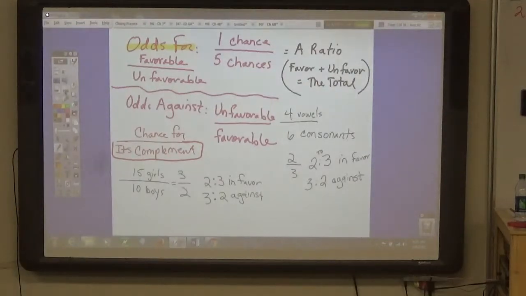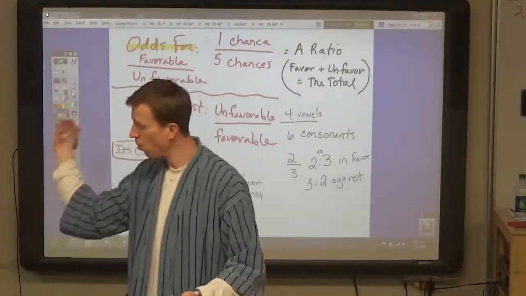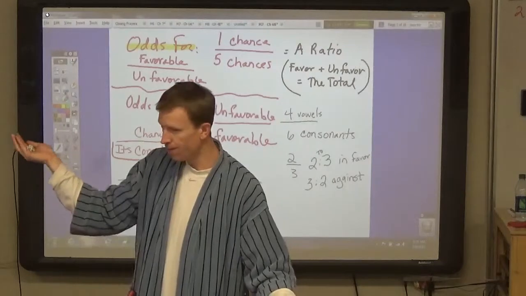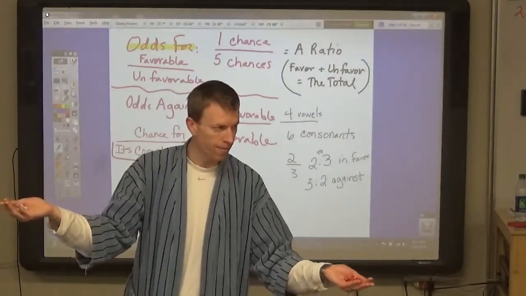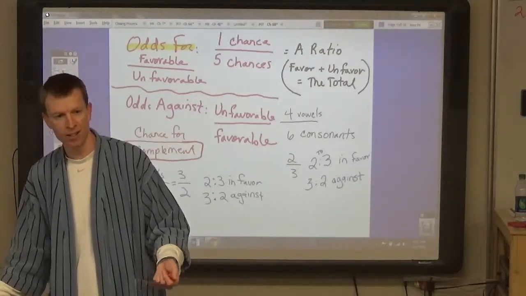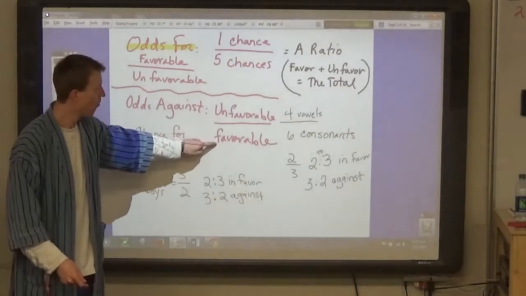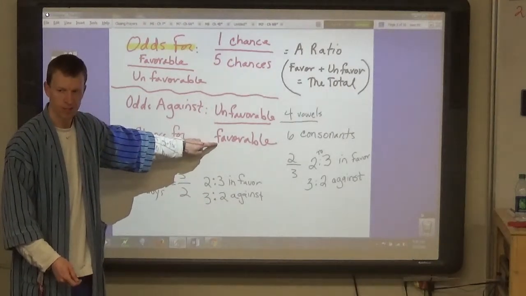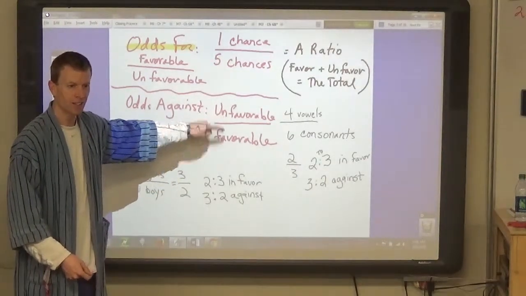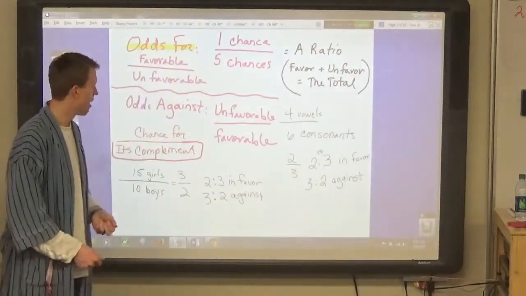So the odds for something happening are the one that you want over the one you don't want, the favorable over the unfavorable. And the odds against something happening are the unfavorable over the favorable. Does that make sense? The odds against what you want to happen, or the odds for what you want to happen. Okay?